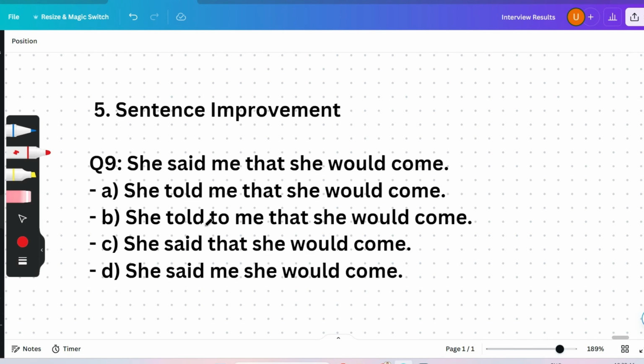So which one is the correct? So give me the answer. Okay, so I will give you a quiz question after this question. So please wait, let me answer this. Okay, so in this case, option A will be correct because she told me that she would come. Actually, here "told me" will be used in case of "said me", instead of "said me". Right, so this is actually a rule for direct speech to indirect speech. Okay, so I hope you understood.